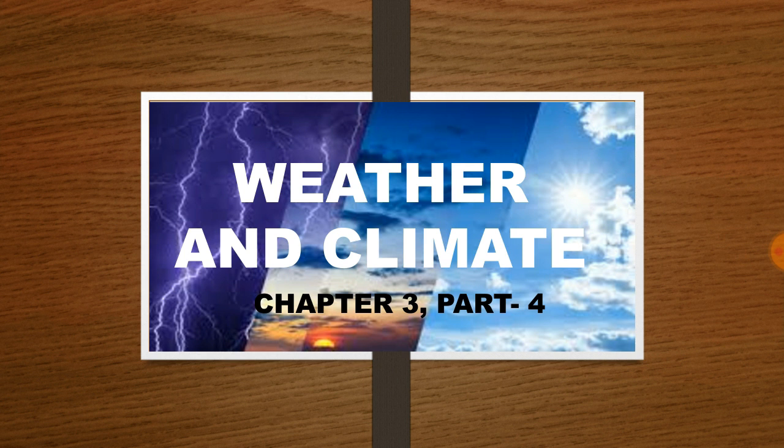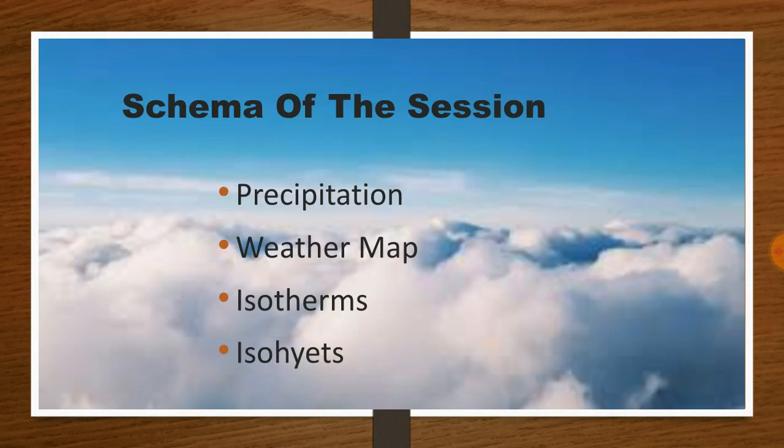Today we are going to deal with the fourth and final part of the chapter Weather and Climate. Let's check out what is the schema of the session. Today we are going to deal with precipitation, weather map, isotherms, and finally we will deal with isoheights. That's how we conclude this chapter. Let's go in detail.